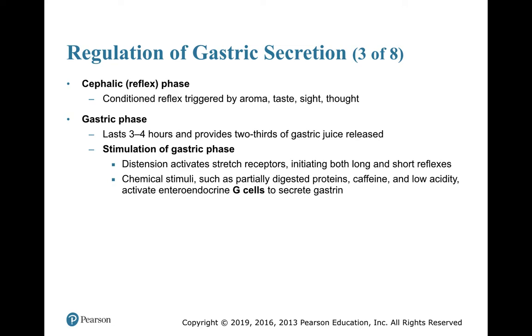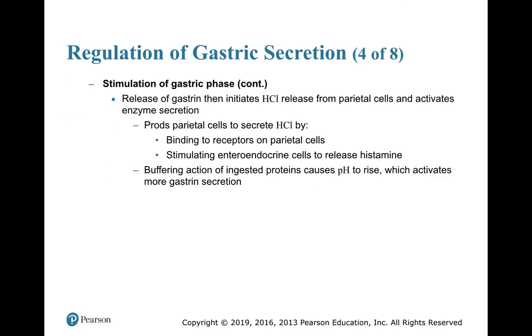The gastric phase begins once food hits the stomach. It lasts about 3 to 4 hours, providing 2/3 of the gastric juice released. Distension of stretch receptors initiates the long and short reflexes. There are also chemical stimuli such as partially digested proteins, caffeine, and low acidity. These things will activate the enteroendocrine G cells to secrete gastrin. The release of gastrin would then initiate hydrochloric acid release from parietal cells and activate enzyme secretion.